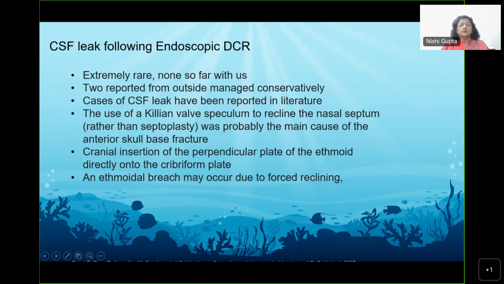But if the surgeon tries to use a Killian speculum, as sometimes you are also told that you open it tight so that the septum goes to the other side. So the use of a Killian speculum to recline the nasal septum rather than doing a septoplasty was probably the main cause of anterior skull base fracture as reported in literature. And cranial insertion of the perpendicular plate of the ethmoid directly into the cribriform plate is responsible for an ethmoidal breach, and that may occur due to forced reclining.